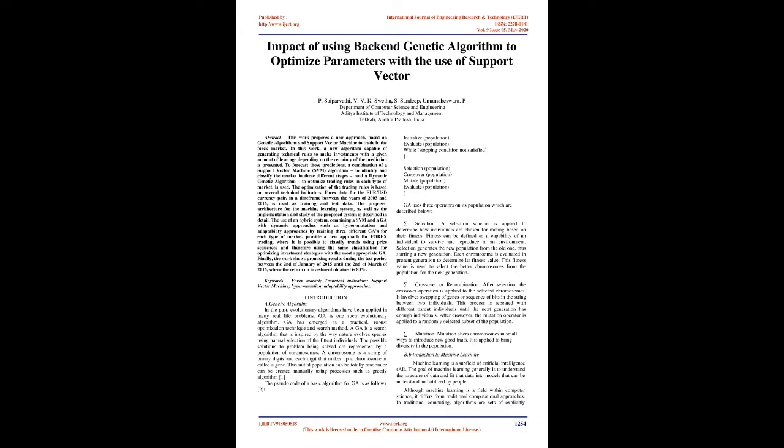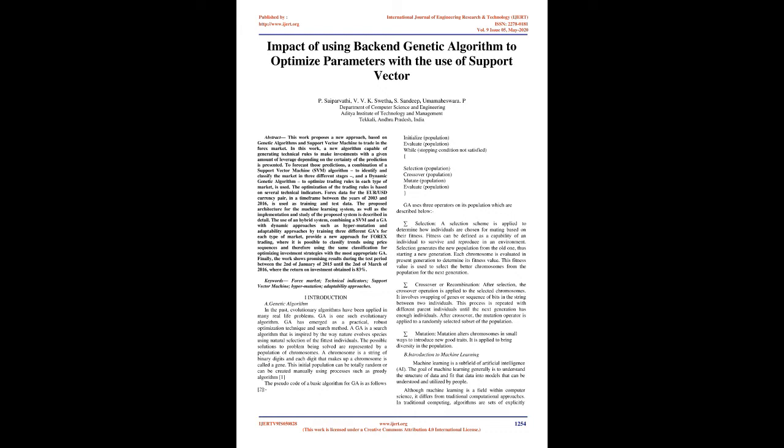To forecast those predictions, a combination of a support vector machine, SVM, algorithm to identify and classify the market in 3 different stages, and a dynamic genetic algorithm to optimize trading rules in each type of market, is used. The optimization of the trading rules is based on several technical indicators. Forex data for the EUR/USD currency pair, in a time frame between the years of 2003 and 2016, is used as training and test data.